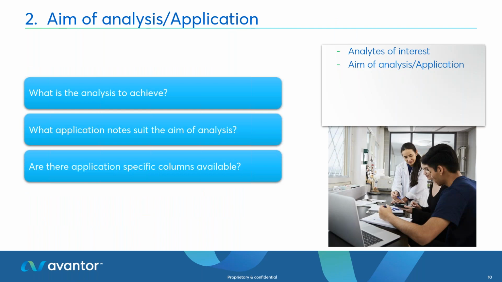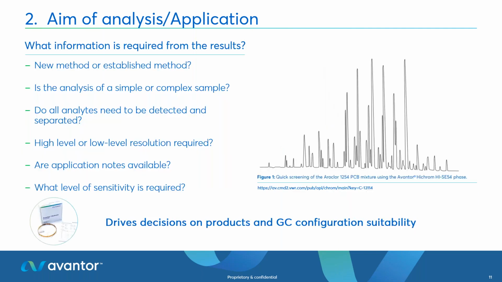So, aim of the analysis and the application. What are you actually trying to achieve? Are there any specific application notes that you can use, or maybe you're already using them? And are there any application specific columns available? When we look at the aim of the analysis, we need to consider what information we actually need from the results, and then what we have at hand to help us develop the method.